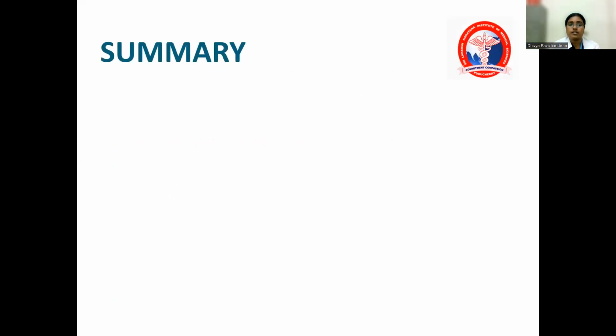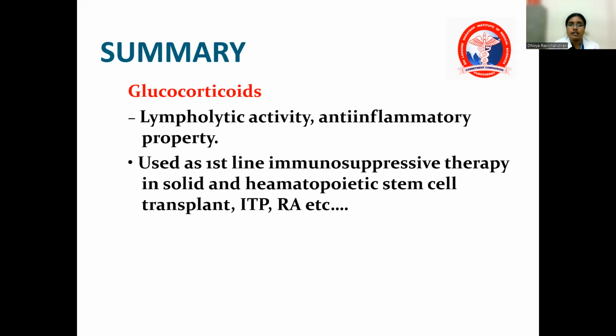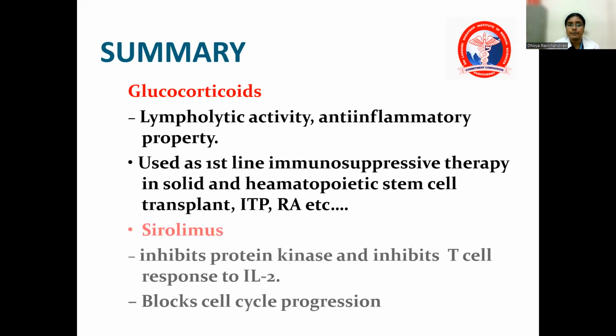So, a summary of the immunosuppressors. The main drug is glucocorticoid. It has lympholytic and anti-inflammatory activity. It is used as first-line immunosuppressive therapy in solid organ and hematopoietic stem cell transplant, and for ITP and rheumatoid arthritis, etc. Coming to sirolimus, it inhibits the protein kinase mTOR and inhibits the T cell response to interleukin-2 and blocks cell cycle progression.